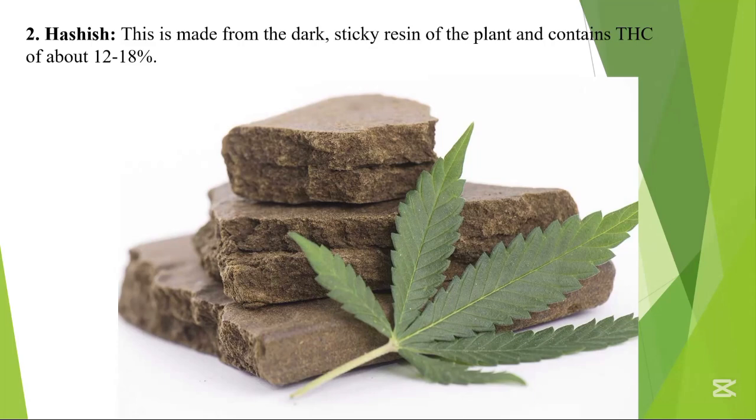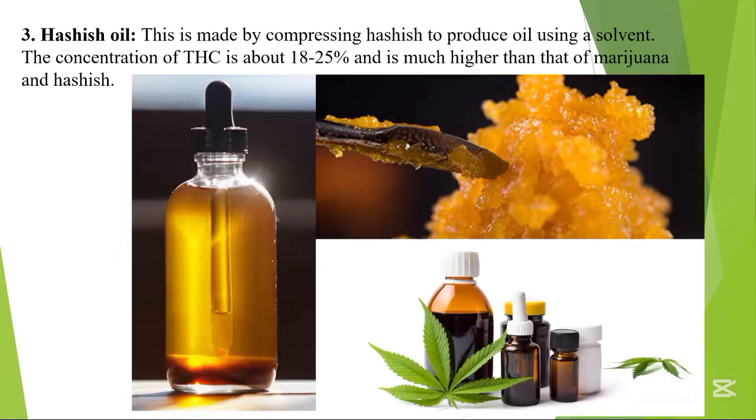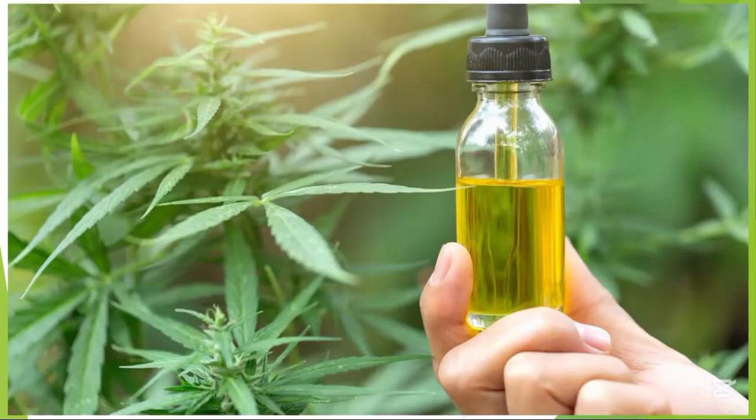12 to 18% of tetrahydrocannabinol. Hashish oil. Now hashish oil is made by compressing hashish to produce oil using a solvent. The concentration of THC is about 18 to 25% and is much higher than that of marijuana and hashish. So that is hashish oil. It is the most potent form of cannabis, 18 to 25% of THC.